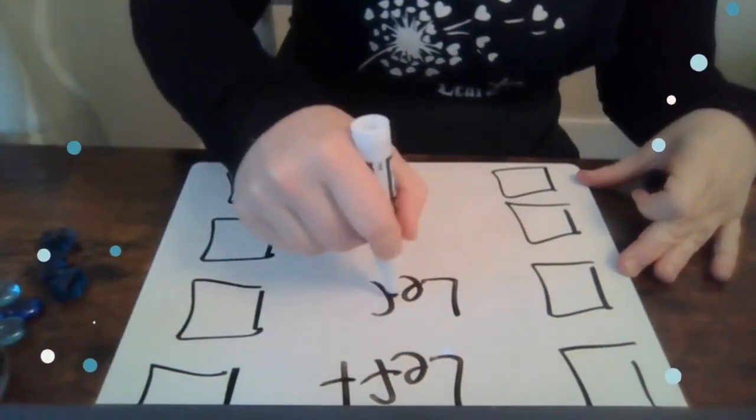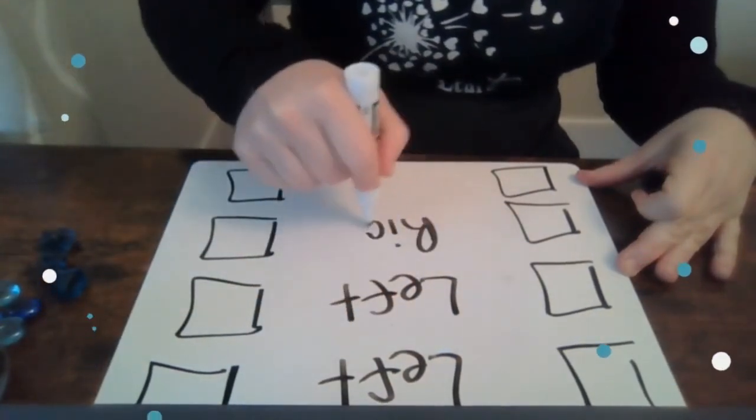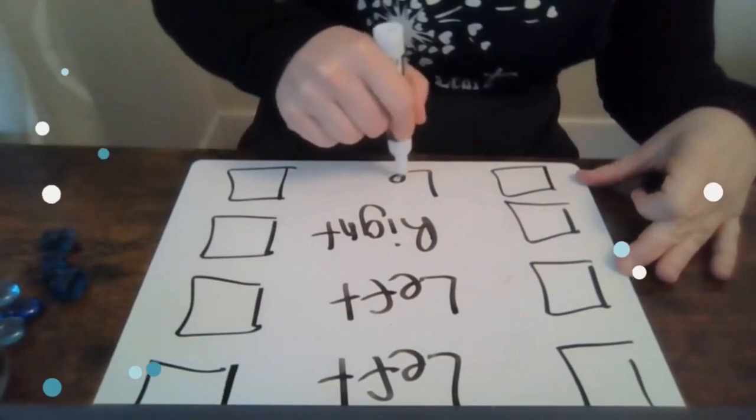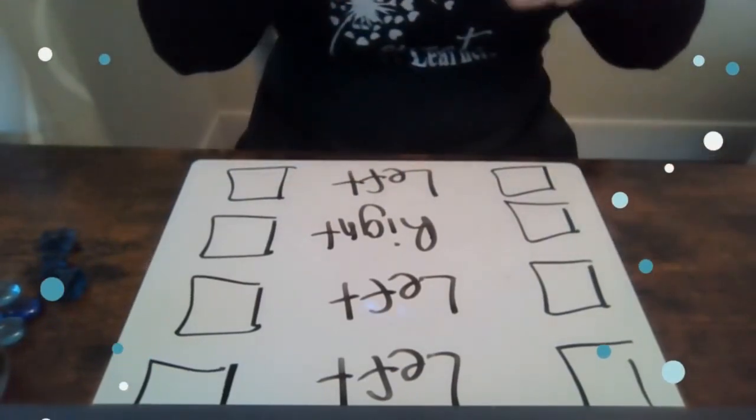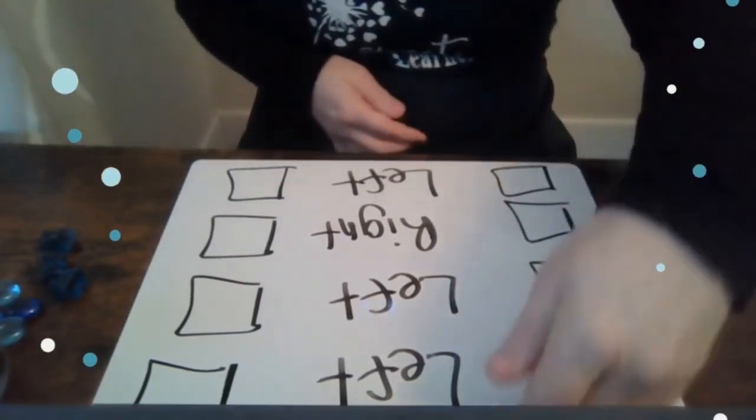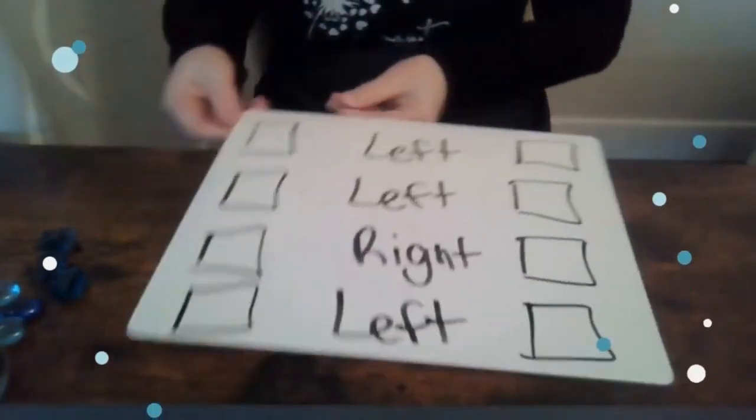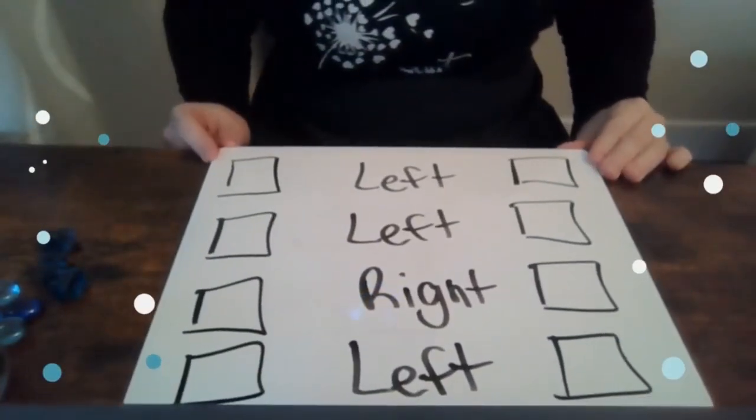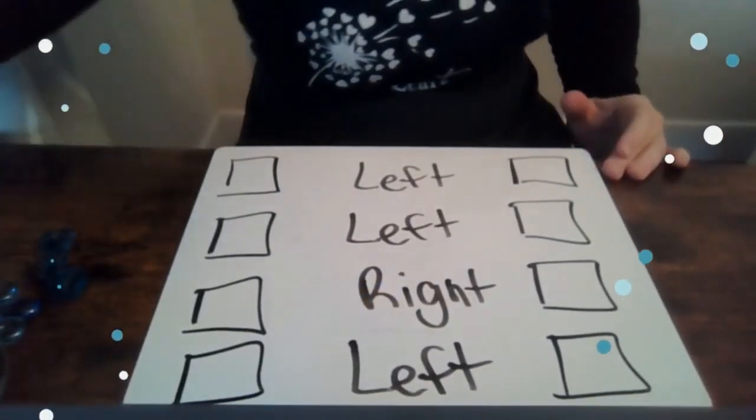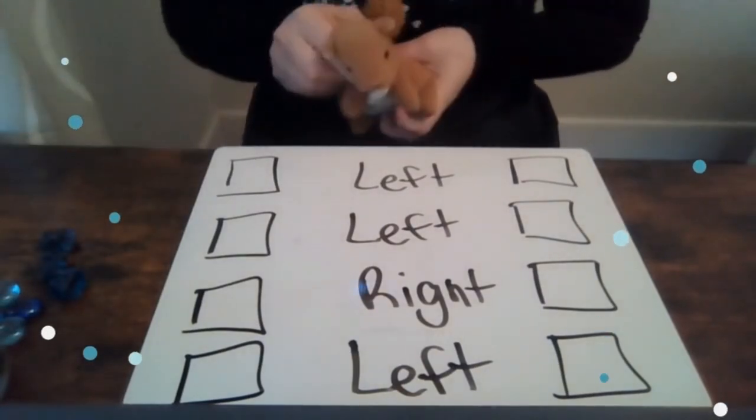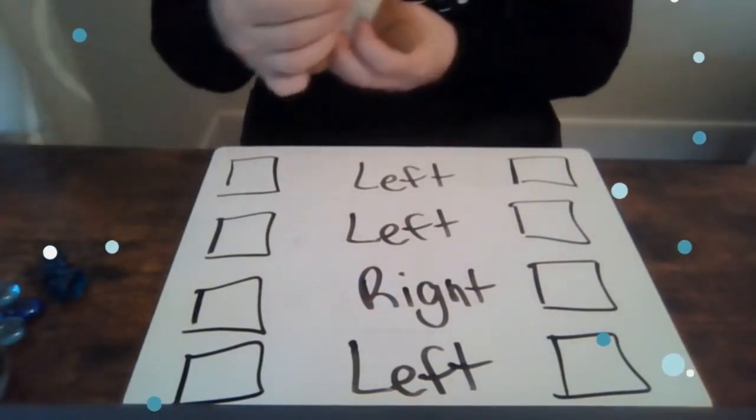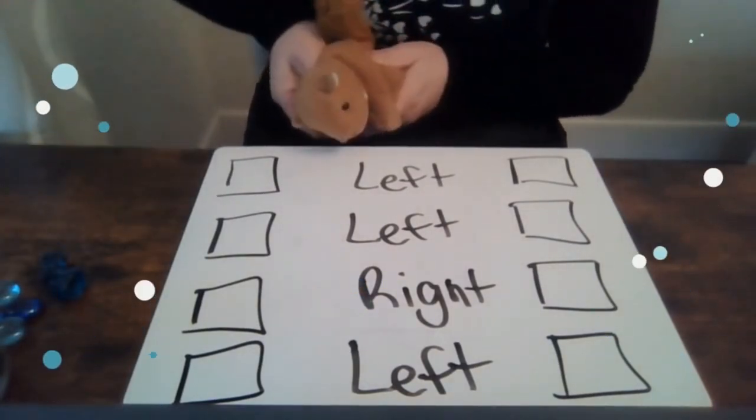I'm going to try to trick my friend. Ooh. So they can read it. So I know left starts with an L and right starts with an R. I'm going to see if Squirrel can come and help. Okay, Squirrel, can you pick up a gem and read the first one?